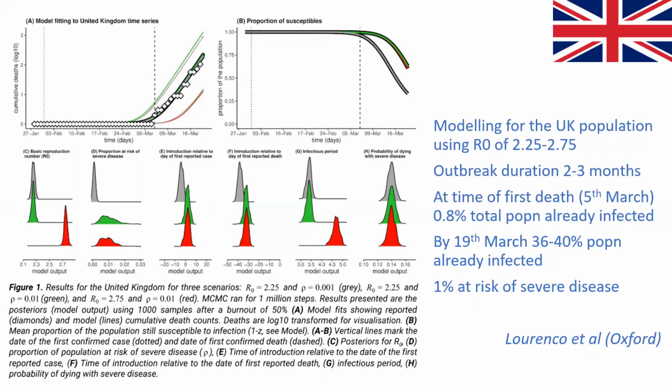And as a result, they estimate that if the outbreak was not controlled, it would have a duration of 2 to 3 months. At the time of the first death, which was on the 5th of March, around 0.8% of the total population was already infected, somewhere between 400,000 and 500,000 people. By the 19th of March, around a third to 2/5 of the population had already been infected, and 1% of the population was at risk of severe disease.